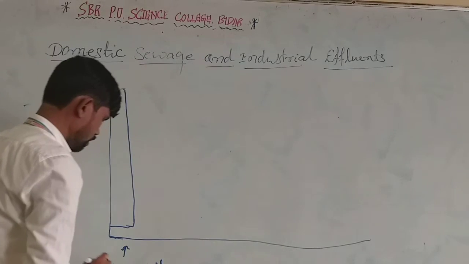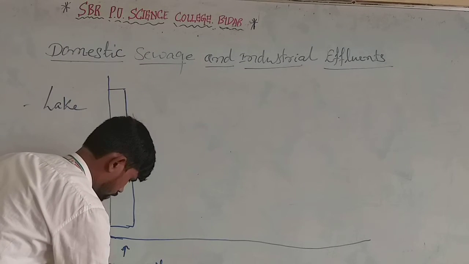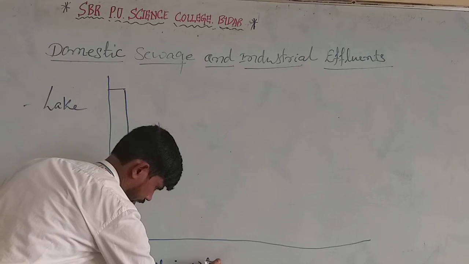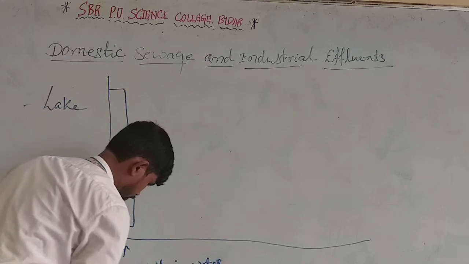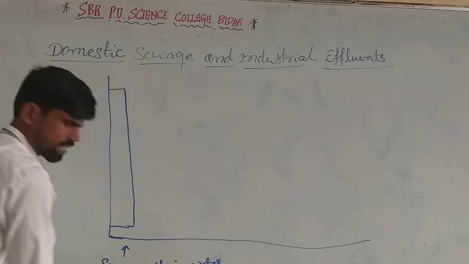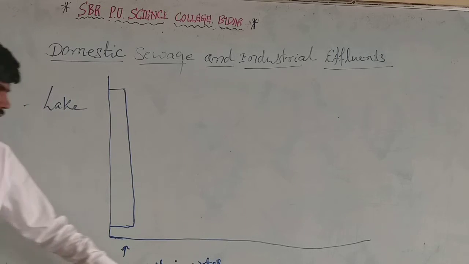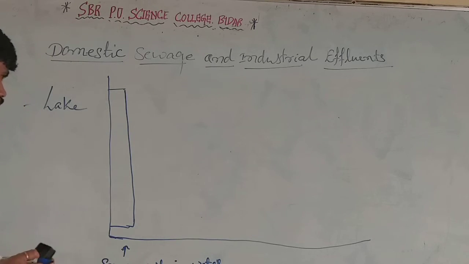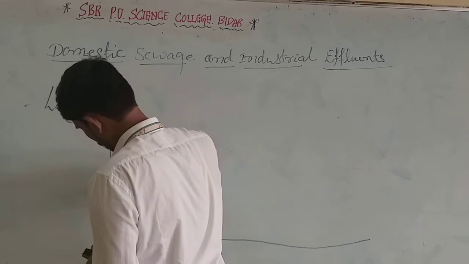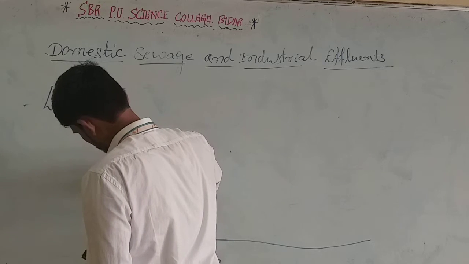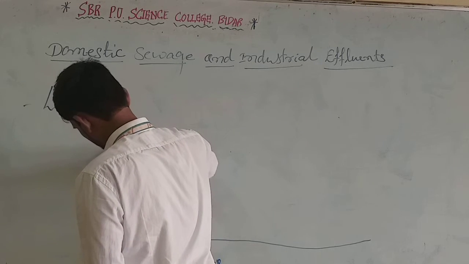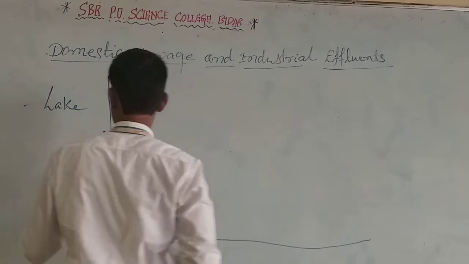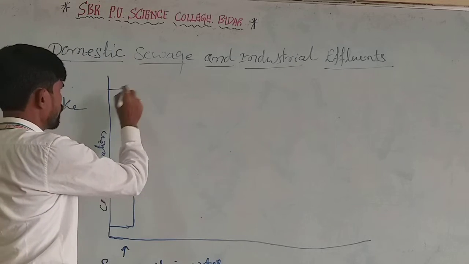So sewage water in river, waste in river. We are taking this example. Sewage means it's waste polluted water. We are taking a river as an example. Sewage waste in water. What you see? Concentration.